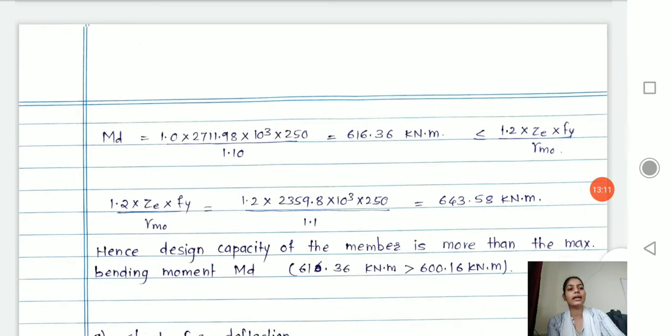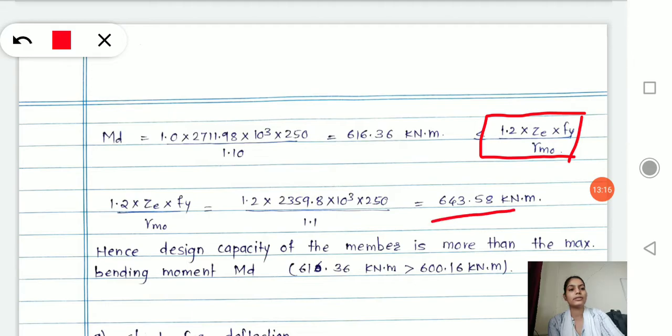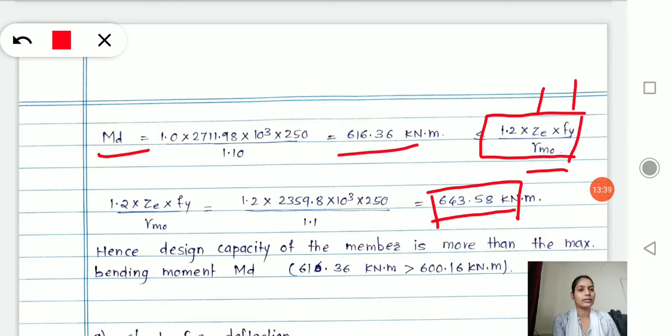Once you calculate that, you have to check with this other ratio. That other ratio has a value of 643.58. Everything is known to you: ZE for our section, Fy known, gamma M naught known. Calculate that value. That value is 643.58, and our value of design moment is 616.36. So it is lesser, and that's why it is adequate, it is safe, or we can say it is okay.